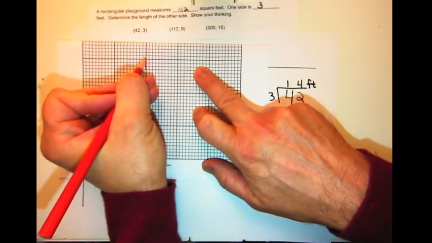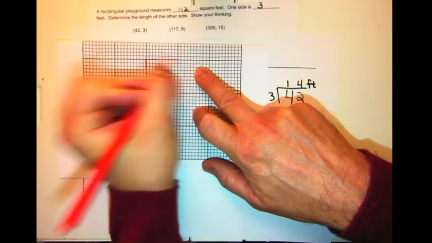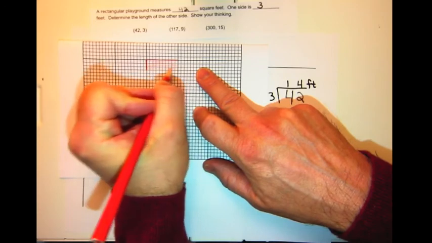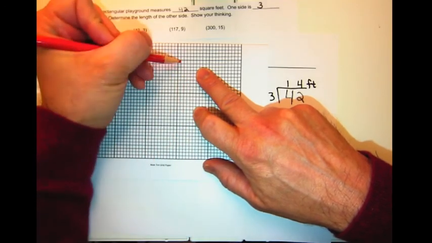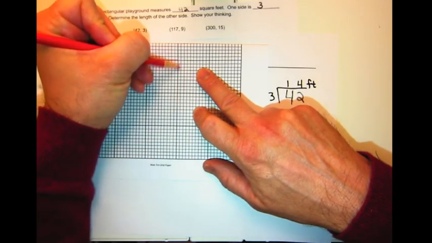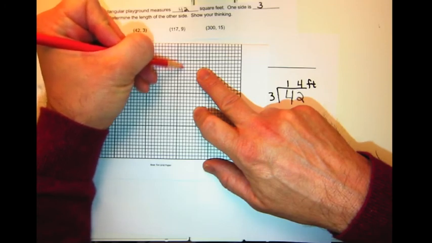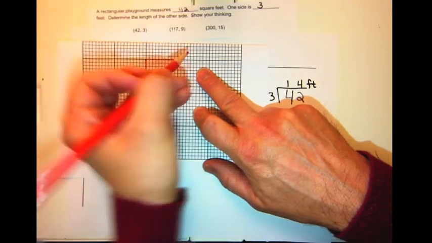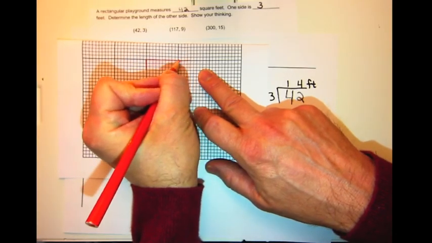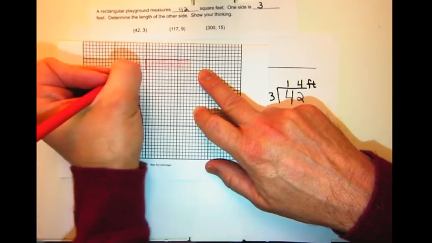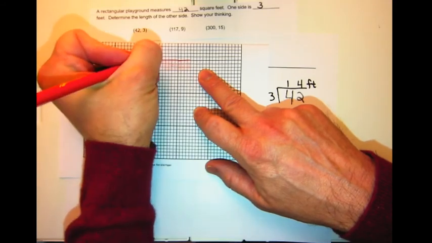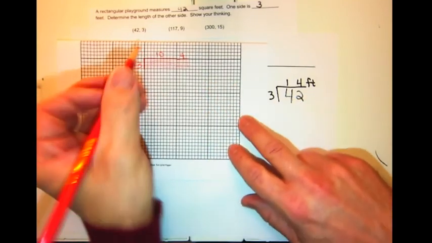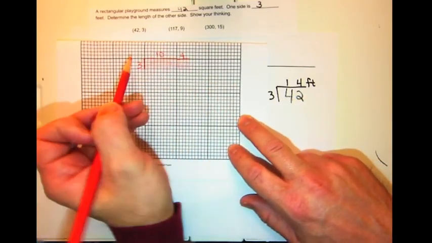And I have 42. So if I come over this way 10 and shade those in, that gets me to 30. But I know I can only shade groups of 3 here. So there's another 3. So I'm at 33, 36, 39, 42, and 4 more. So that side was 3. This is 10 and 4. So the other side then is 14.